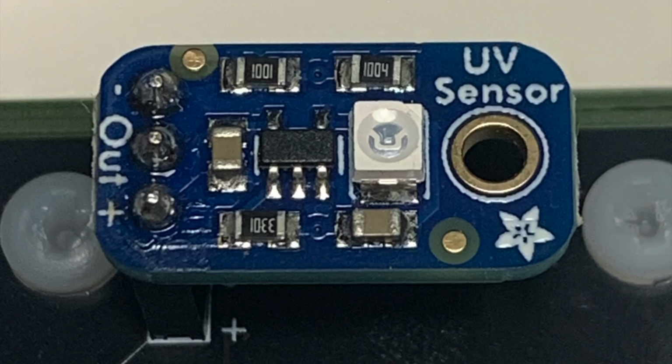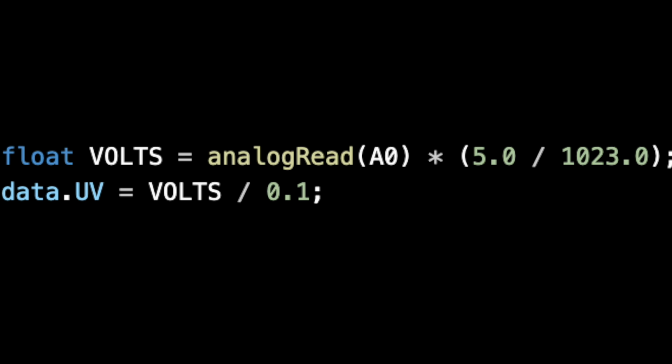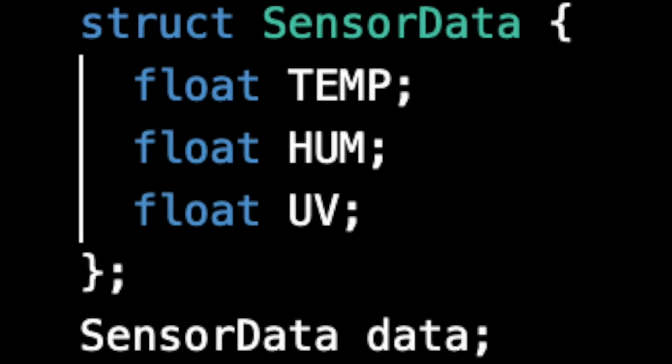I read UV rays using the Adafruit UV sensor. This sensor has analog voltage proportional to the amount of UV rays it is being exposed to. I read this analog voltage using an analogRead function as seen here. I take the analogRead value and multiply it by the voltage reference divided by 1023, and this gives me the true voltage value from the UV sensor. I then divide this number by 0.1, or multiply it by 10, to obtain the true UV value of the surroundings. The sensor data is organized using a struct.